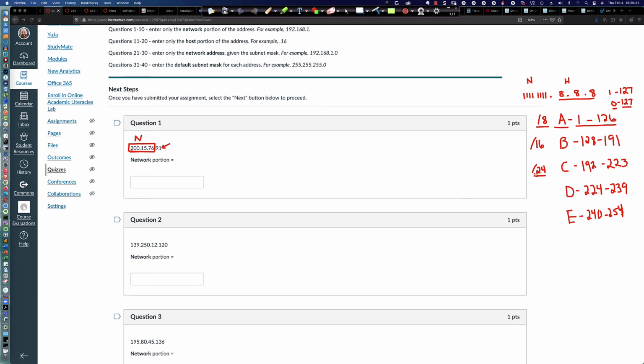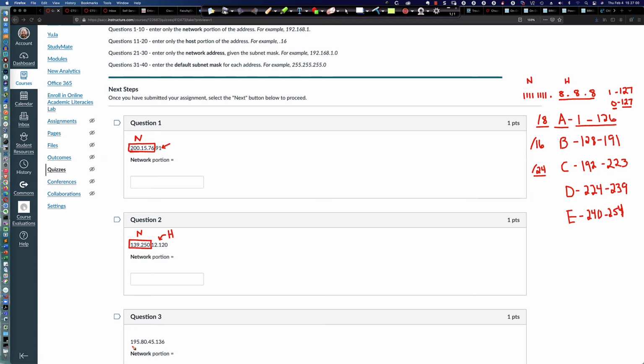139.254. Well, we take a look over here. What range does 139 fall into? Well, it falls into our Class B range. The first 16 bits in a classful scenario would be representative of the network portion. The last 16 bits represent the host portion of the address. And so the correct answer here would be 139.250. That is the network portion of the address.